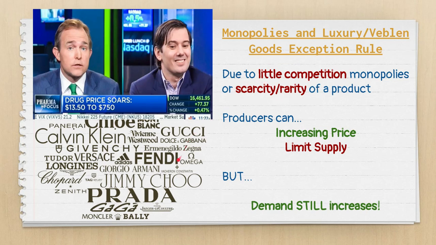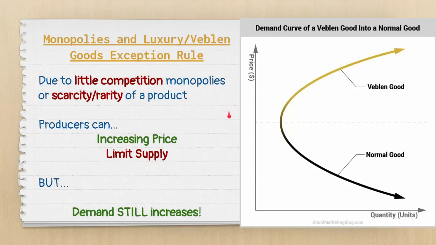You also have goods like, let's just say, Supreme. Supreme, they make very limited amounts. And because they make very limited amounts, they can increase the price for their goods and demand will still increase, which goes against this whole idea of when price increases, demand decreases. That isn't the case with monopolies or luxury or Veblen goods. When price increases for those things, demand will still increase as well. So this is one of the exceptions that we need to know.